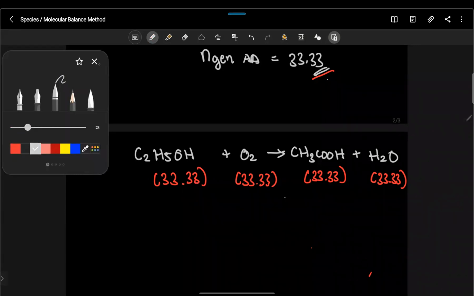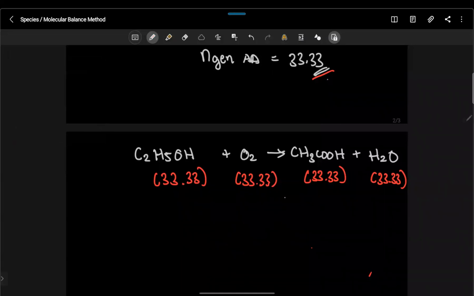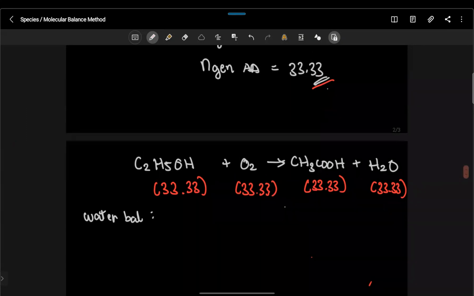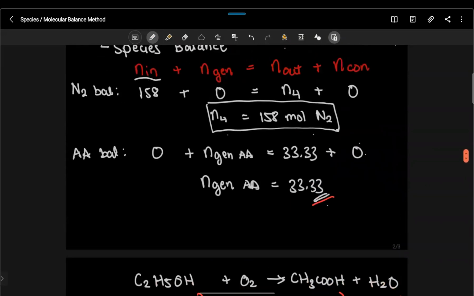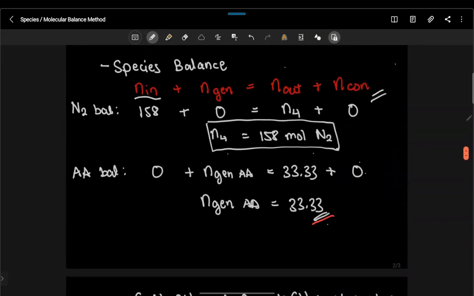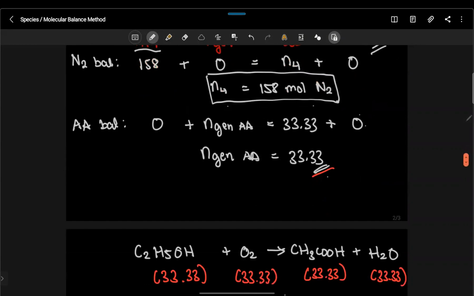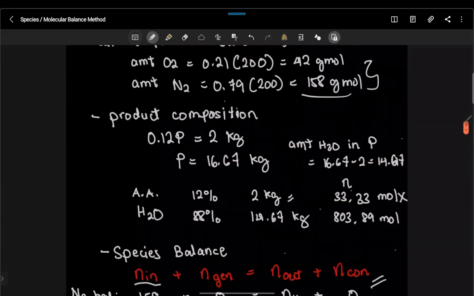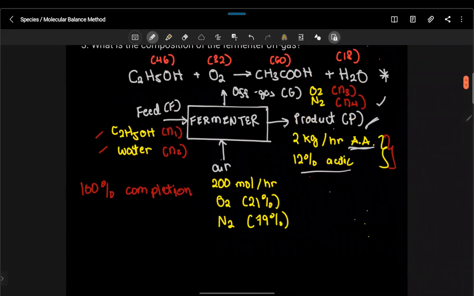So, tapos na tayo kay nitrogen balance and acetic acid balance. Mag-water balance kaya muna tayo. So, water balance. Okay? Input plus generated equals output plus consume. So, input muna tayo. Meron ba tayong input ni water? Okay? So, tandaan lang ninyo yung formula na to. Do we have an input of water? If we go to the flowchart here, input ni water, yes, we have.